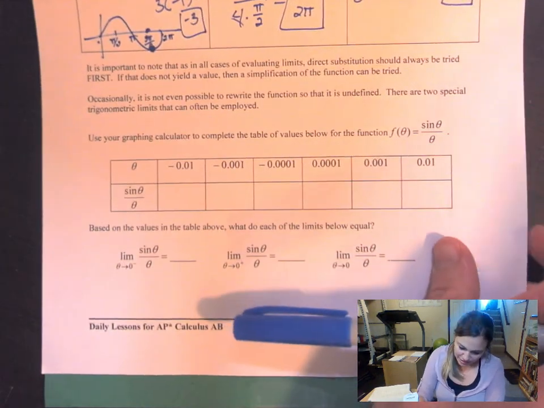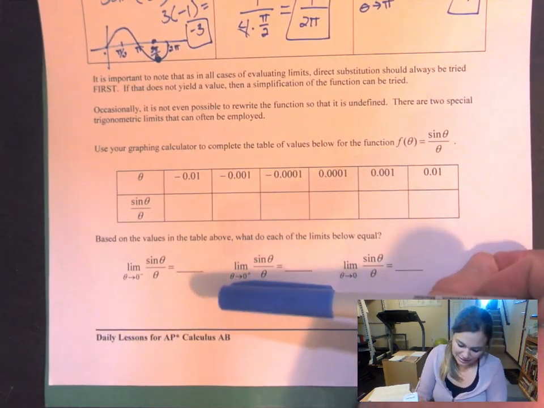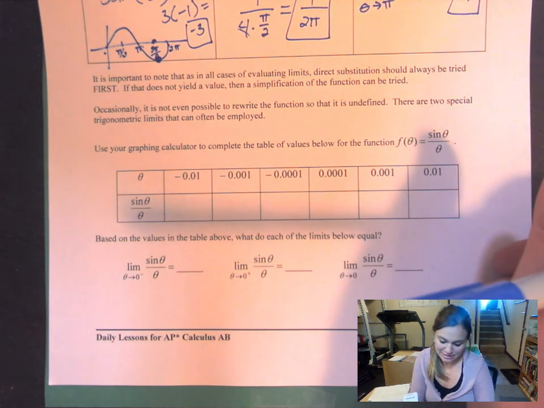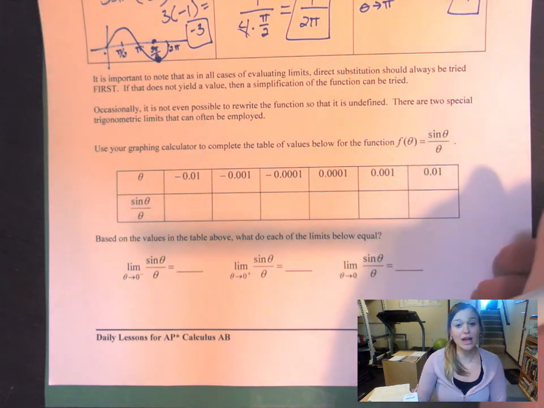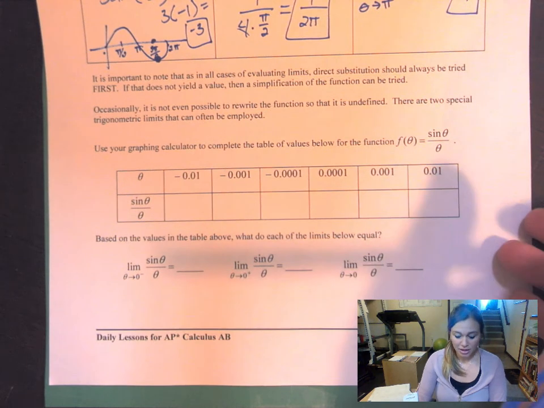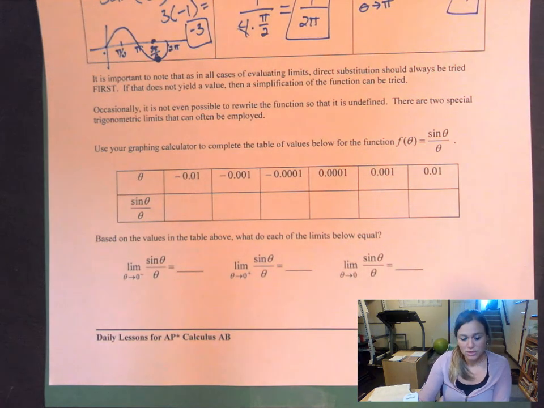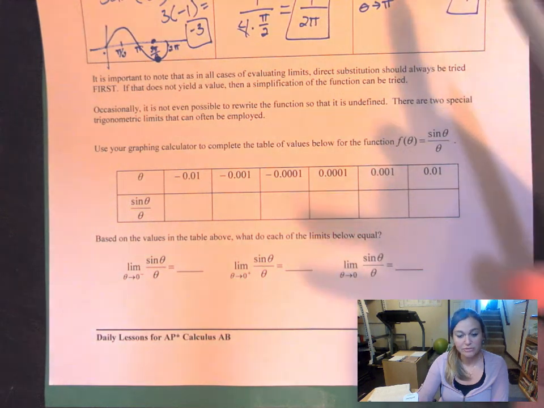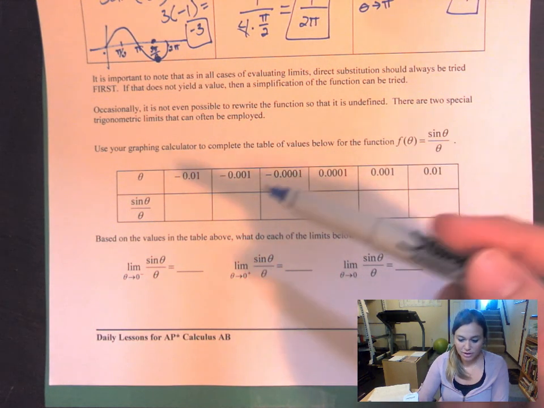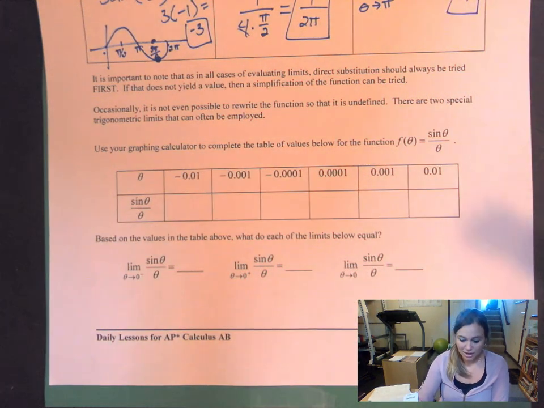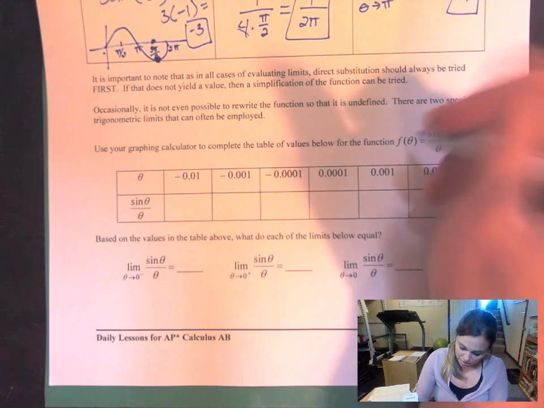And this one, so it's important to note that as in all cases of evaluating limits, direct substitution should always be tried first. So just like we did above, but sometimes it won't work. If that does not yield a value, then simplification of the function can be tried. So what that means is we can try factoring, we can try all the things that we did above just to see if we can do something else with it. There are some cases where even that doesn't work. There's a crazy function, and this is what it is.